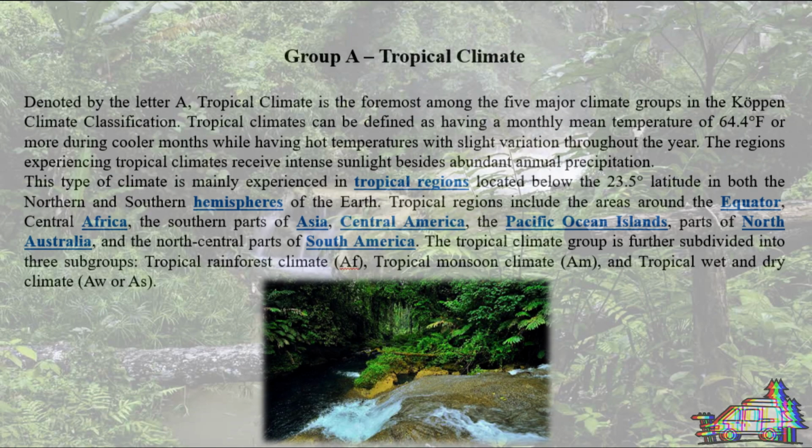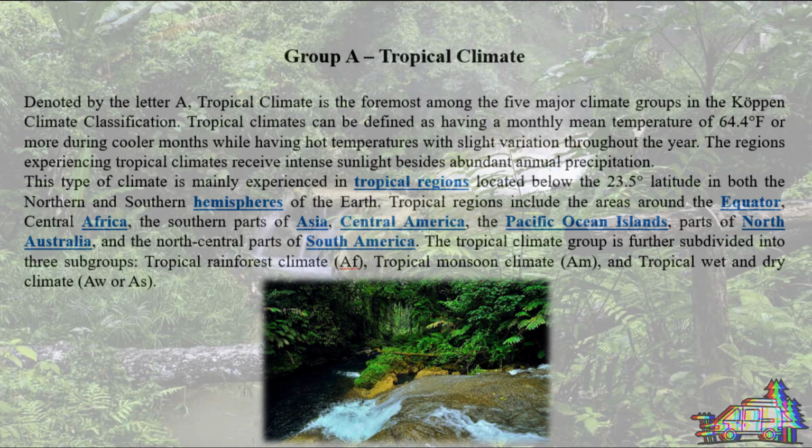Group A, Tropical climate. Denoted by the letter A, tropical climate is the foremost among the 5 major climate groups in the Köppen climate classification. Tropical climates can be defined as having a monthly mean temperature of 64.4 degrees Fahrenheit or more during cooler months while having hot temperatures with slight variation throughout the year.